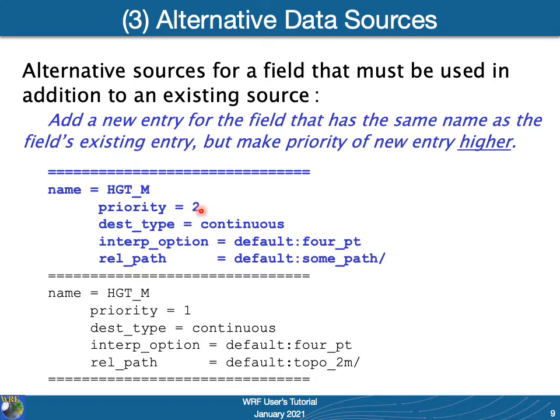In this case, we assign our new source of data a higher number priority. And this is a bit counterintuitive. Typically, we think of priority number 1 as being the highest priority data, but in the case of the GeoGrid table file, higher numbers mean higher priority. We also, again, need to specify whether this is a continuous or categorical data set, and we need to provide the path of the data and how we want to interpolate it. If we have just a single source for this higher resolution data, we don't need to choose any special name. We can simply call it default.